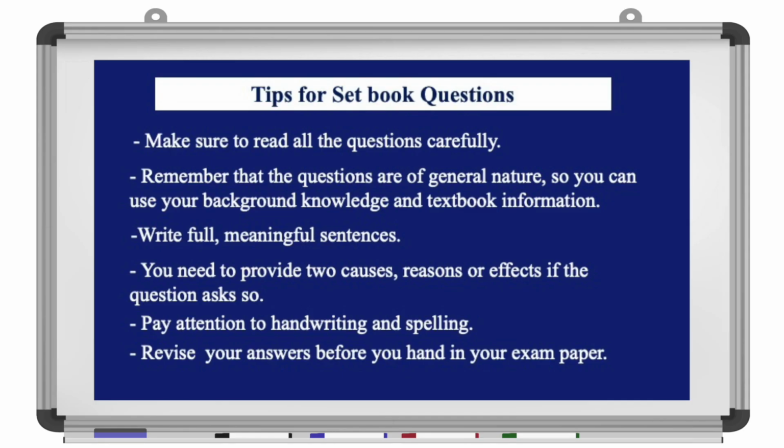Here are some tips first for the set book questions. Number 1, make sure to read all the questions carefully. Number 2, remember that the questions are of a general nature, so you can use your background knowledge and textbook information. Write full, meaningful sentences. Don't write short sentences. You need to provide 2 causes, reasons, or effects if the question asks so. Pay attention to handwriting and spelling because we don't want you to lose marks for those. Revise your answers before you hand in your exam paper.